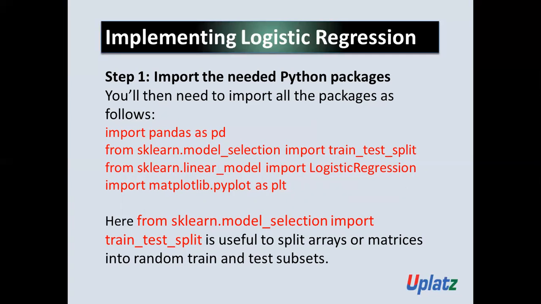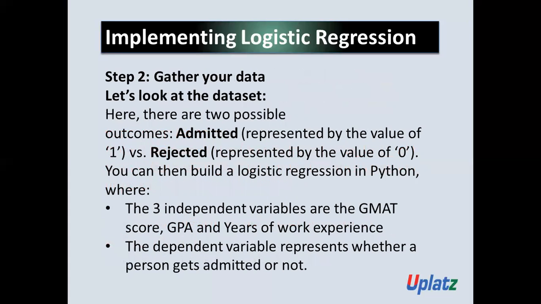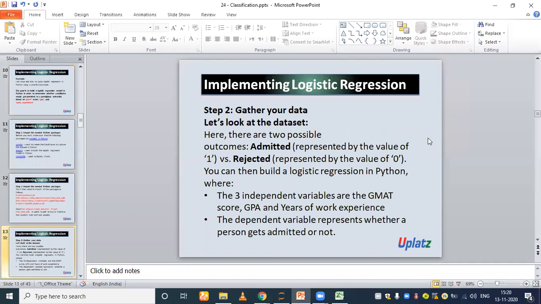Got the point? After importing the necessary Python packages, what is the next step? The next step is to gather your data. So let's look at the data set. Here there are two possible outcomes: admitted, whether the student will get admission into the university, which is represented by the value of 1, versus rejected, which is represented by the value of 0. Now let me show you the data set that we are going to use for implementing the logistic regression.